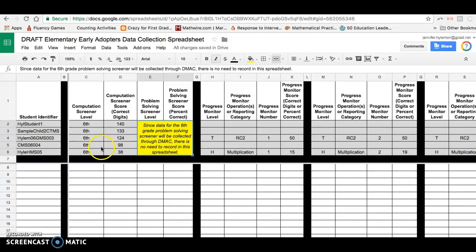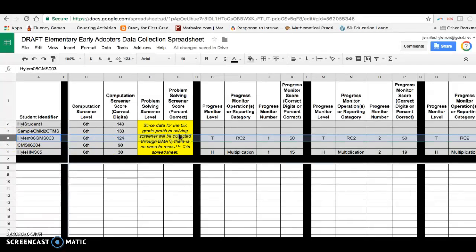We'll see. Okay, so now that we have all this screening data for our students, both iStation along with computation and problem solving, then we look at who might be in need of intervention. Even though the data is not recorded here for the student in this row, the problem-solving screening data was fairly low, and so it was determined that this particular student would need to have intervention in problem-solving, and therefore we would be using a problem-solving monitor with this student.